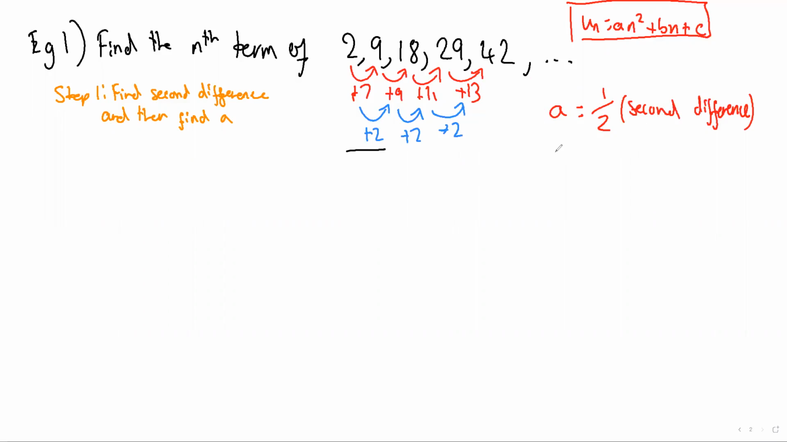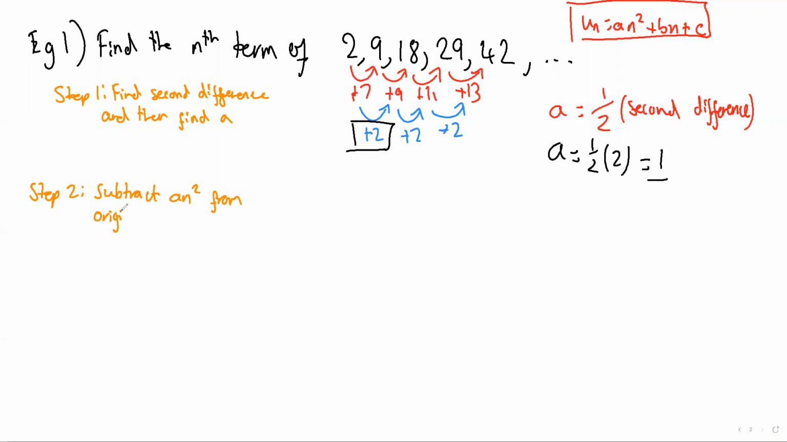So if the second difference is 2, we could substitute that into this equation, and we get 1. Or, you don't need to learn an equation for it. You just need to know you find the second difference and halve it. And that's how you get A. Okay, so we have A. That's good, but how do we find B and C? This is where step 2 comes in, and it's to subtract an squared from the original sequence.